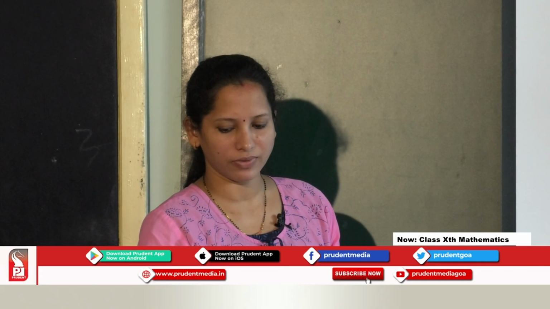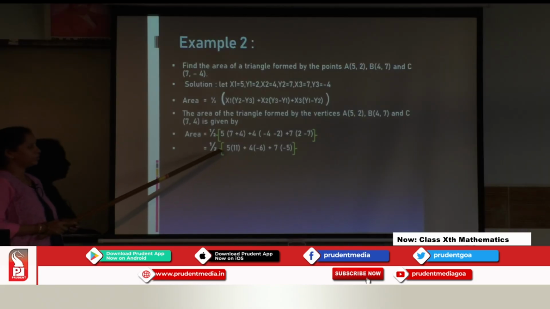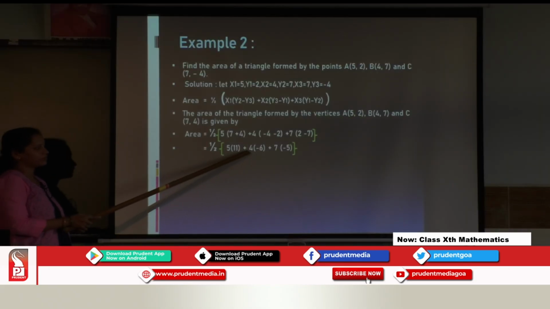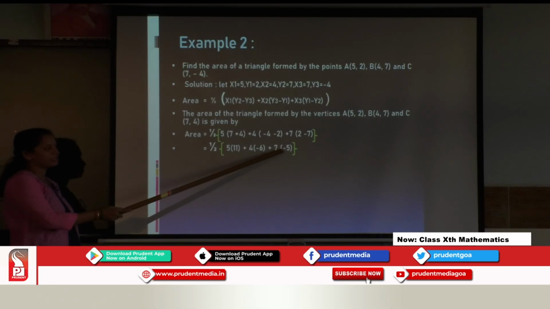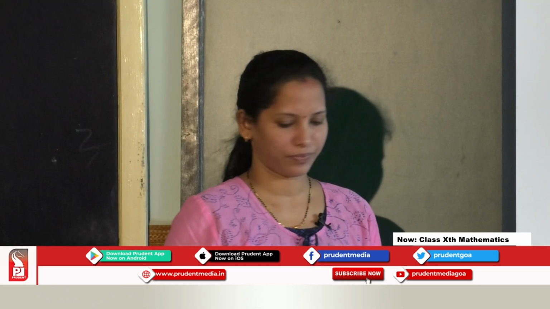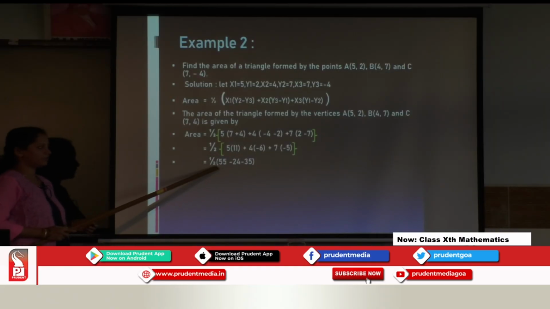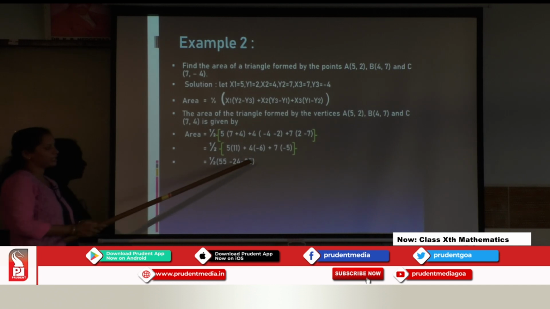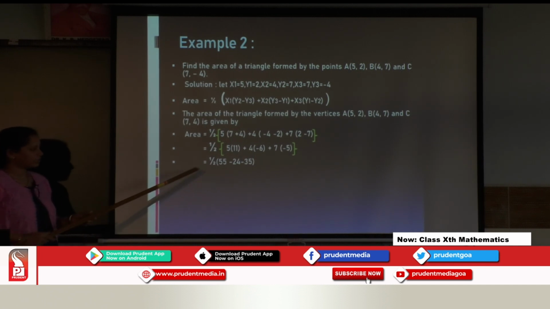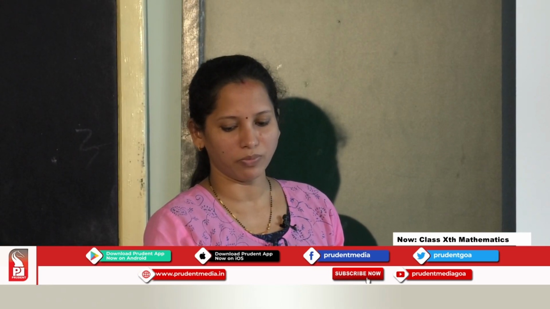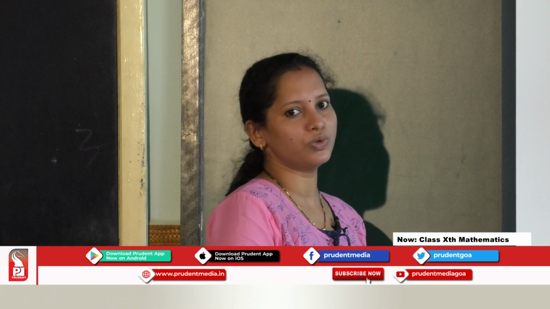After solving this, we will get half into (5 into 11 plus 4 into -6 plus 7 into -5). So, this is equal to 5 into 11 is 55, 4 into -6 is -24 and 7 into -5 is -35. So, after solving this, we will get -4 upon 2, which is equal to -2. So, now we got the area of the triangle is equal to -2 square units.